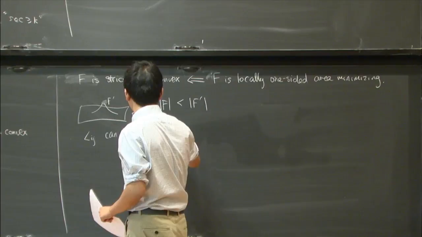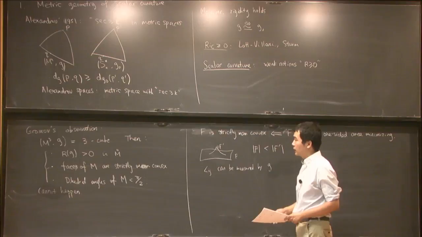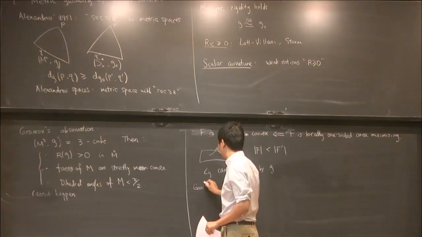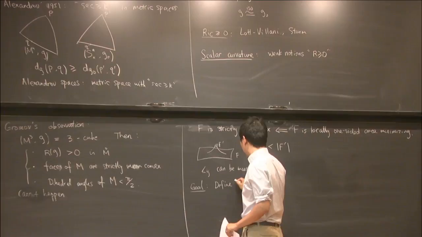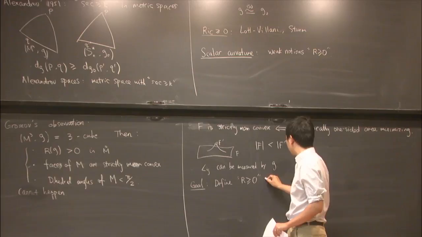And of course these dihedral angles can be measured by the metric itself without taking any derivative. So then these two conditions make sense for C0 metrics. So then the goal is to define scalar curvature, or let's say if I formulate it in this condition, then it's weak, non-negative scalar curvature, on C0 metrics.